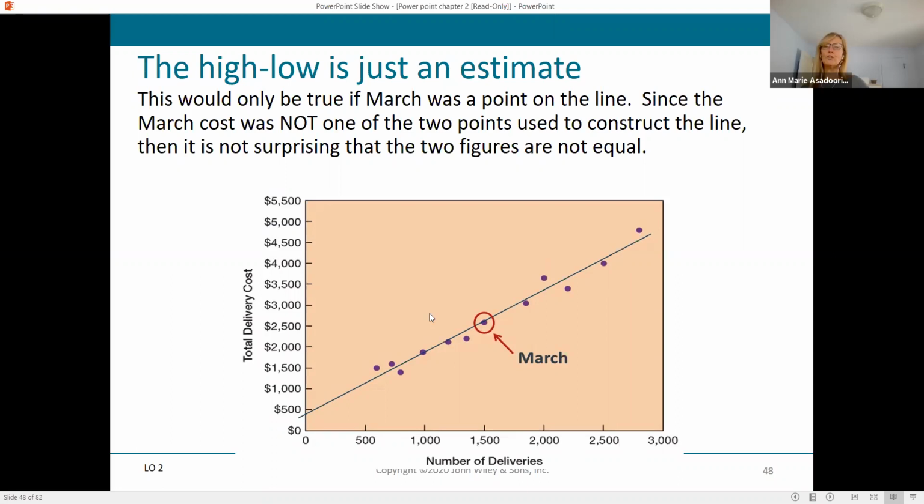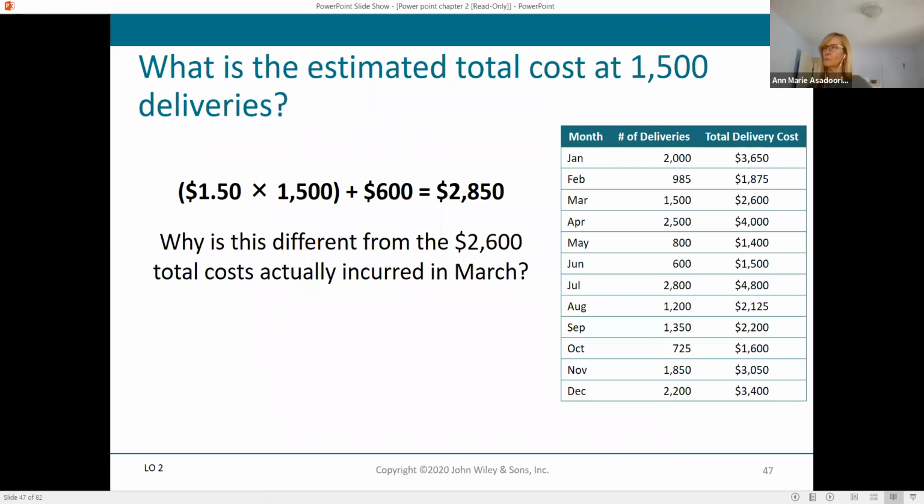Your line is drawn just using the high point and the low point. So remember, this is just an estimate, a way of predicting what this cost is going to look like. And using high-low, the correct answer would be $2,850. Does it make sense? Okay.